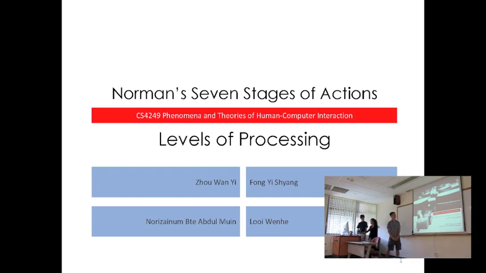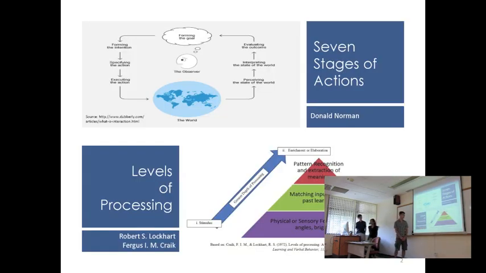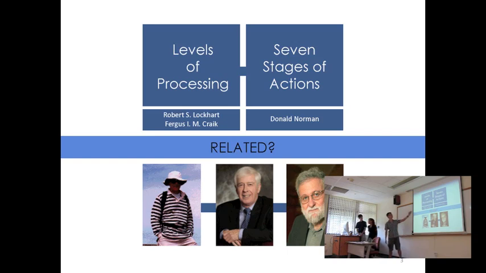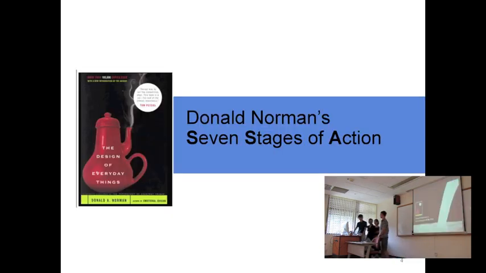The first one will be talking about Norman's seven stages of action. And the second one will be the levels of processing by Craik and Lockhart. After presenting these two theories, we'll touch on how these two theories can be related to each other, but not these three guys, how they relate to each other. So without further ado, I'll let Norris tell you about Norman's seven stages of action.